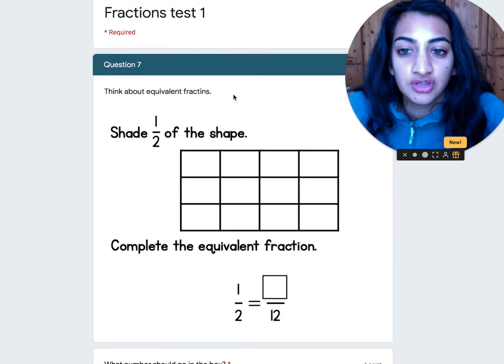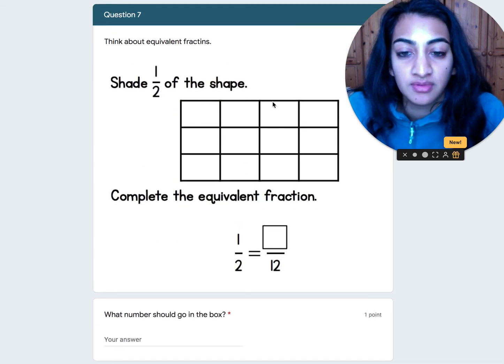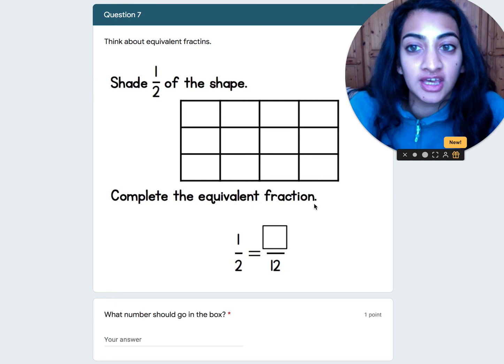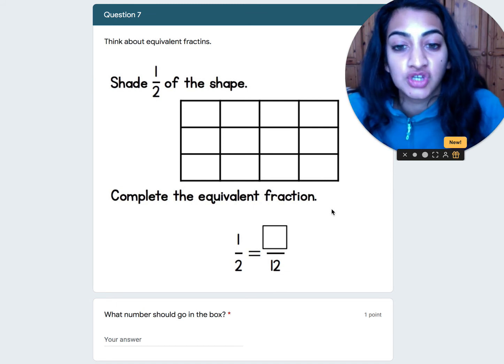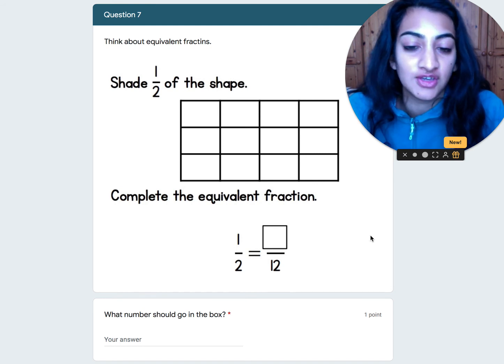And next question, I need to correct that, I should say fractions, but think about equivalent fractions. It says, shade half of the shape. Now obviously we can't shade this shape because we haven't got it printed out, but have a think in your head, can you imagine what it would look like if half of that shape were shaded in? So how much would you have to shade in to make half of that shape?